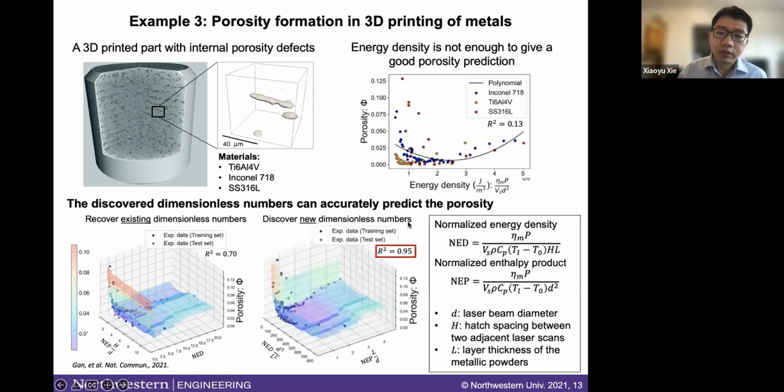But we also can discover new dimensionless numbers. And for these dimensionless numbers, you can find they only slightly changed the NED and NEP, these two dimensionless numbers. But the performance can increase from 0.7 to 0.95. So we can actually have better dimensionless numbers discovered. So in these three examples, I showed you how we can combine dimensional invariance with machine learning to discover dimensionless numbers and scaling laws in fluid mechanics and manufacturing.